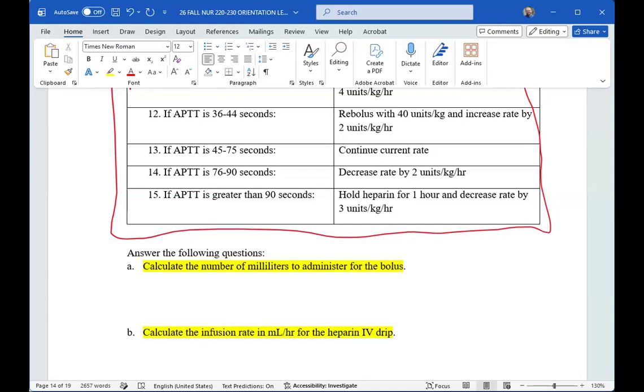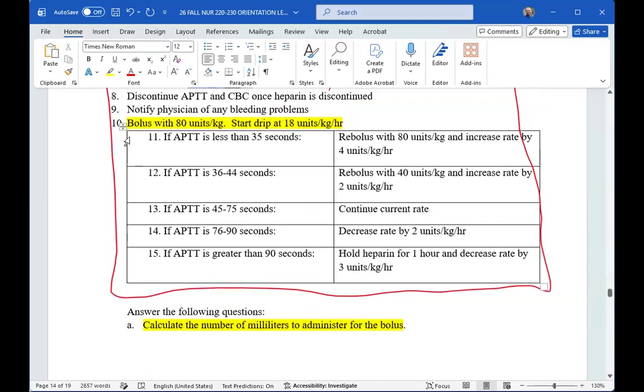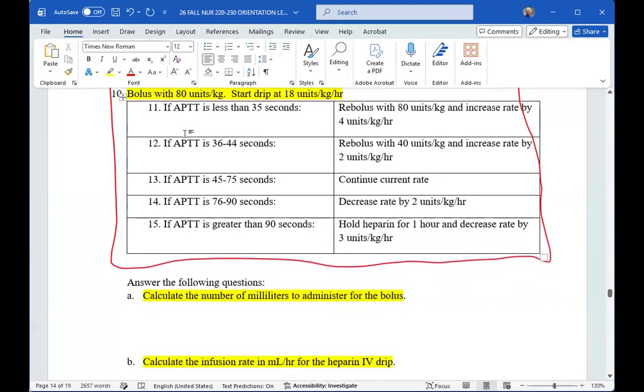It says calculate the number of milliliters to administer for the bolus. The first thing I need to know and review is, what is the bolus? Well, the bolus is 80 units per kilogram. We already know our kilograms, right? Remember, that was 50 kilograms. So I'm just going to multiply by the 80 units per kilogram. When I do that, I'm going to get this number in units. So 50 times 80, I'm going to get 4,000 units.